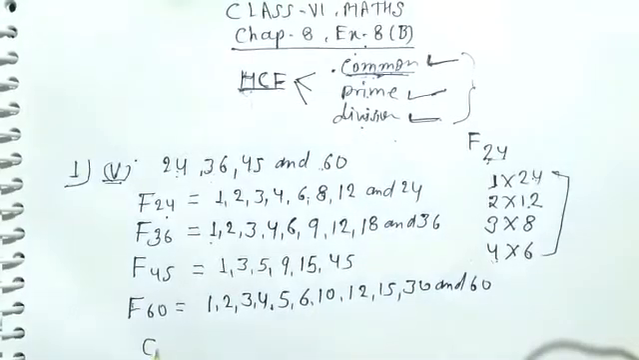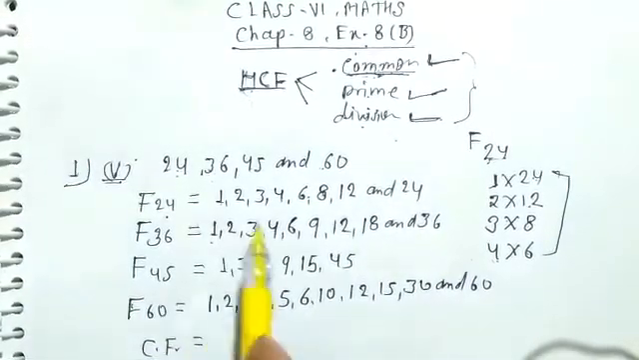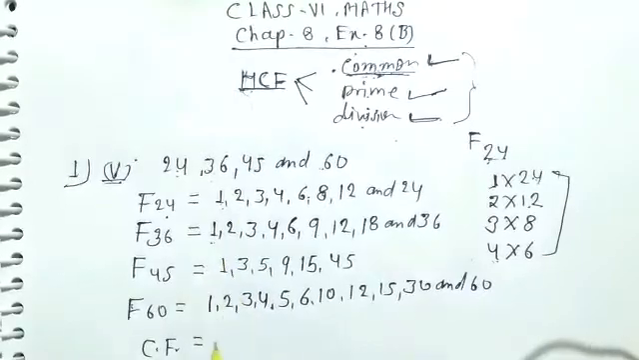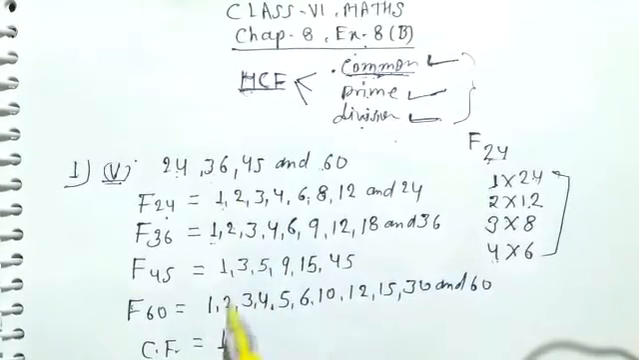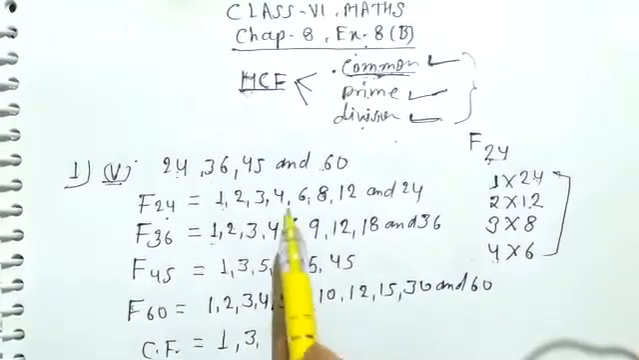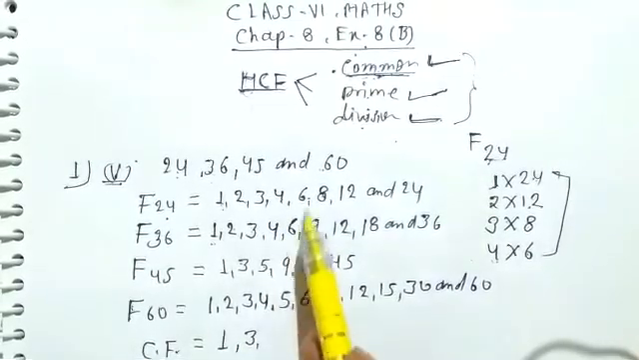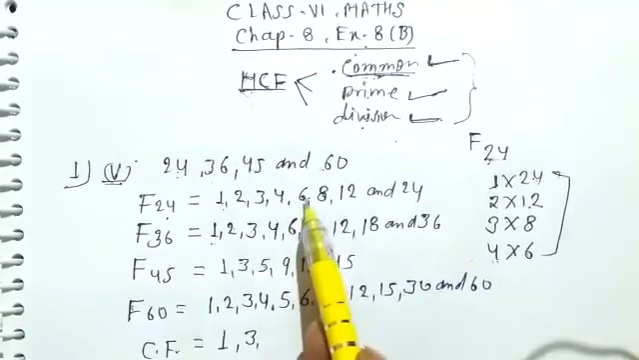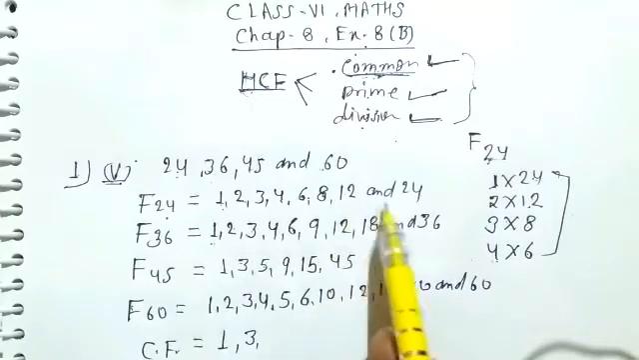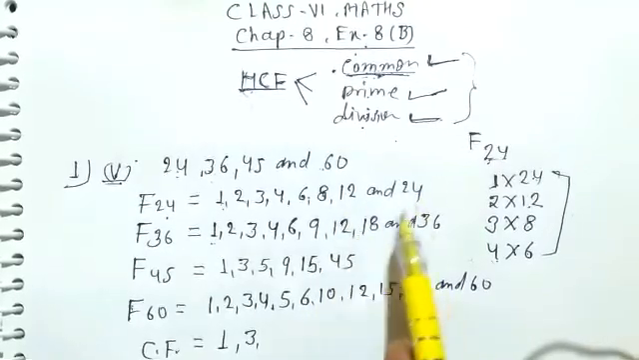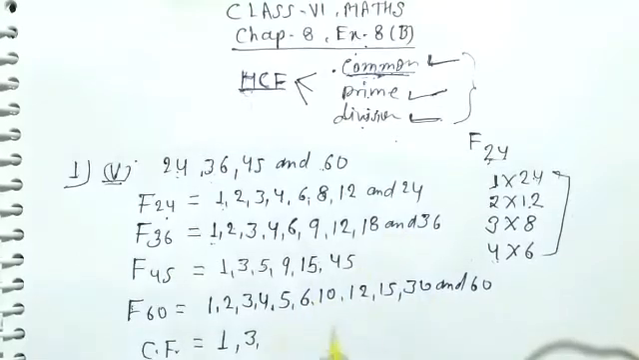First of all, we will find out the common factors. 1 is the common factor. Then 2, there is no 2 in all of them, so 2 is not common. 3 is common in all the factors. And 4, there is no 4. 6, there is no 6. Then 8, there is no 8. 12, there is no 12. And then 24, there is no 24 in these numbers. Only 1 and 3 are common factors, and nothing else is common there.